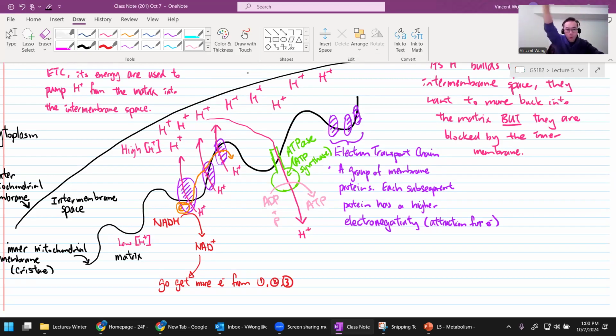All these H plus wants to come back in, right? They can't because of the inner membrane. So the only way to come back through is through this special turbine, special protein called ATPase. As the H plus comes back in, it's going to turn the green protein, is going to turn the ATPase, which in turn creates ATP. Just like as water goes through a turbine, it turns the turbine, generating energy, generating electricity.